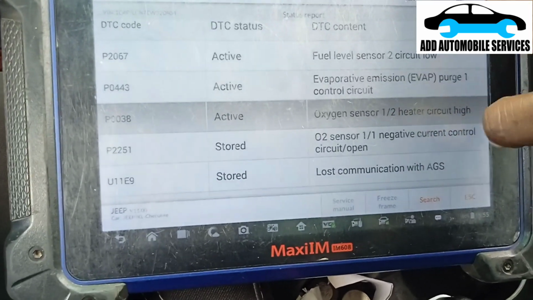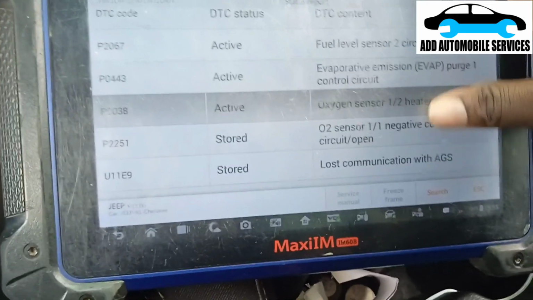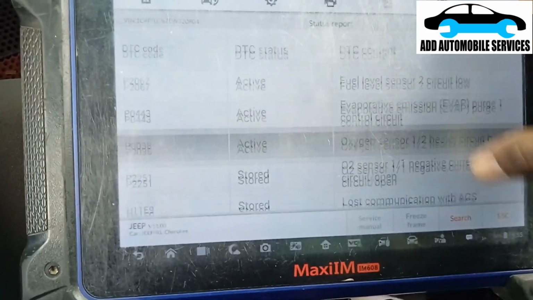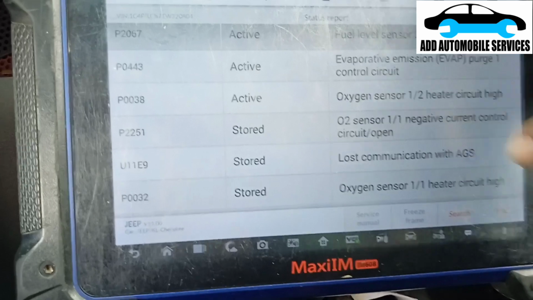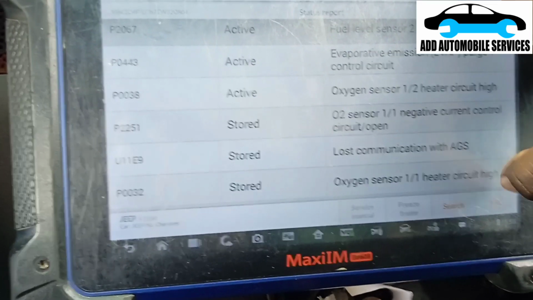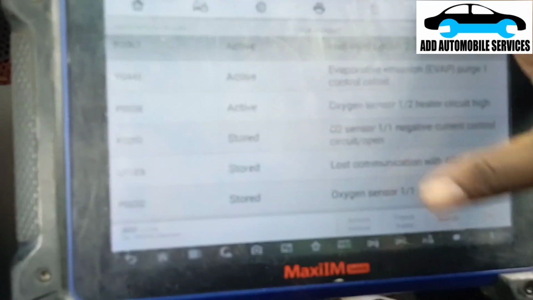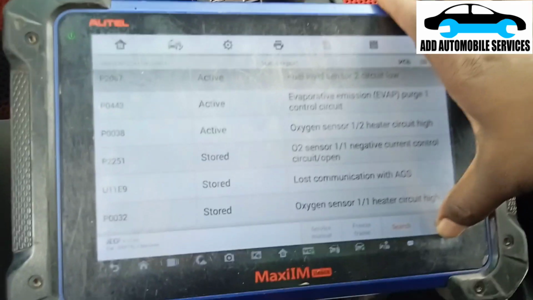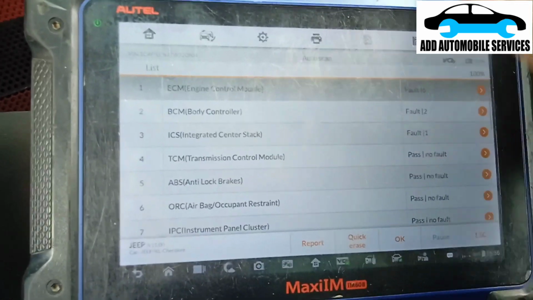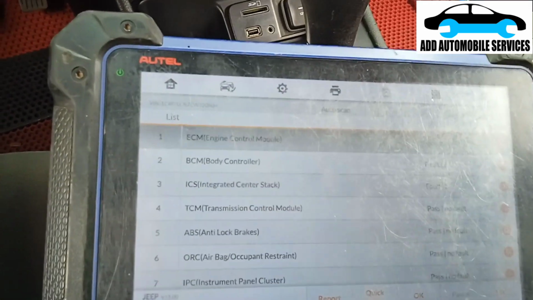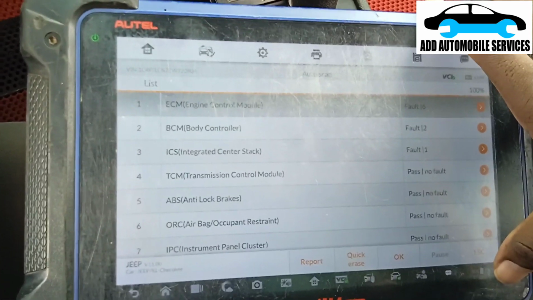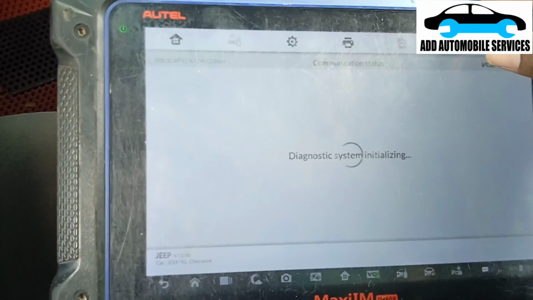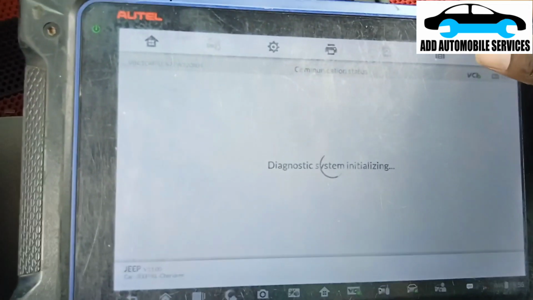Anytime you see circuit high, it means the system is either lacking ground, and low means the system is lacking power. So with this one, you can see heater circuit, oxygen sensor 1, heater circuit 1. What I'm going to do is check the ground on these lines, or check anything concerning ground. So let me go into the system, which is the ECM.